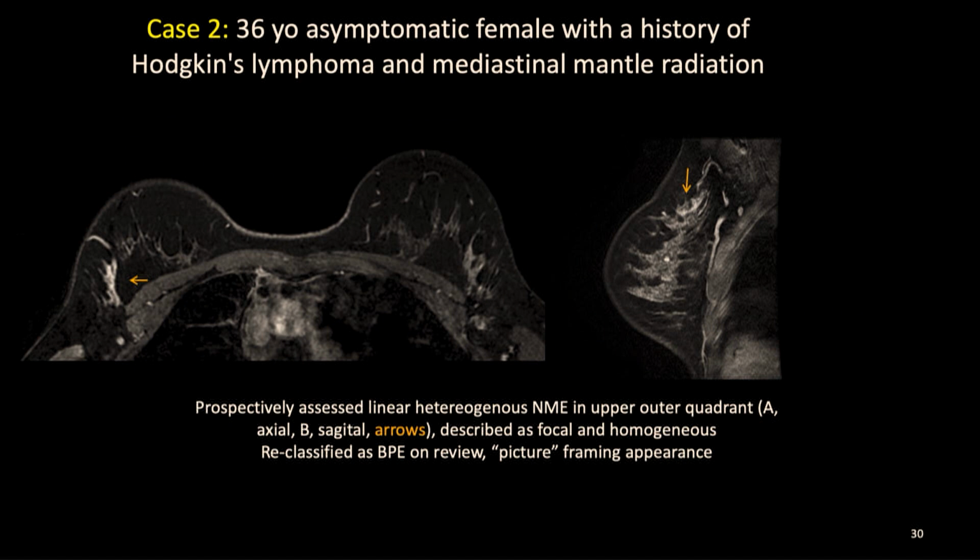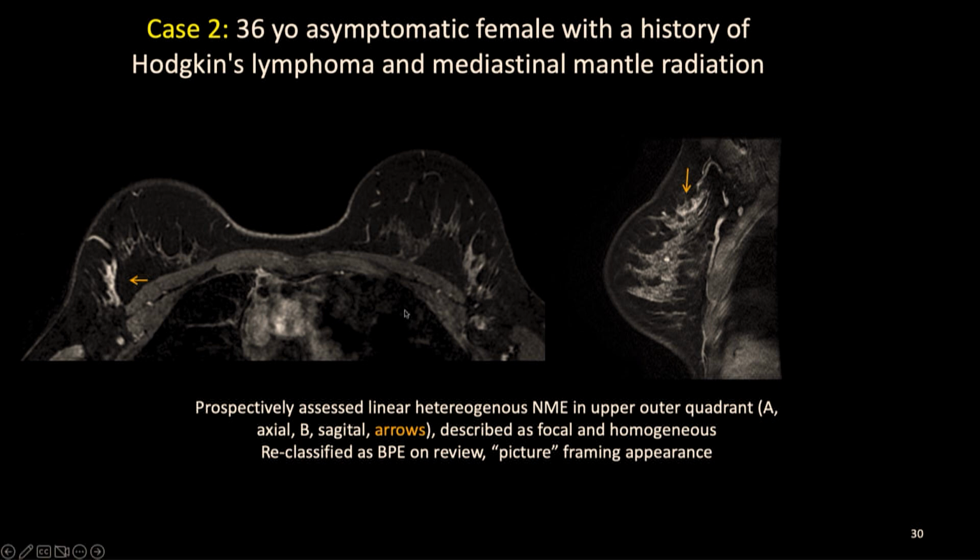So this is our second case. This is a 36-year-old asymptomatic female with a history of Hodgkin's lymphoma and mantle radiation, and she is here for her screening MRI. This was prospectively assessed by the initial radiologist as heterogeneous NME in the upper outer quadrant. But when you look closely, you can see that this is picture framing appearance.